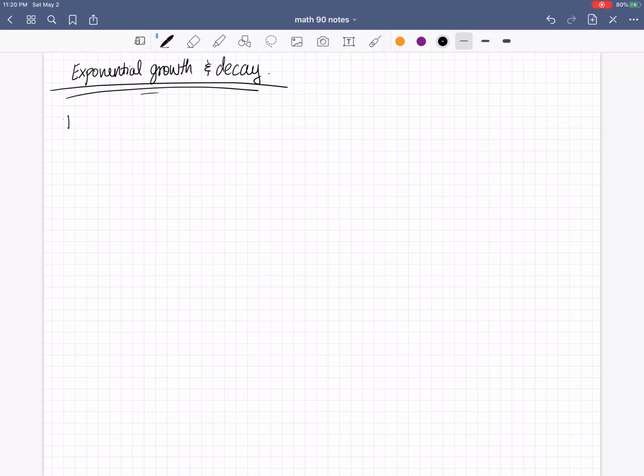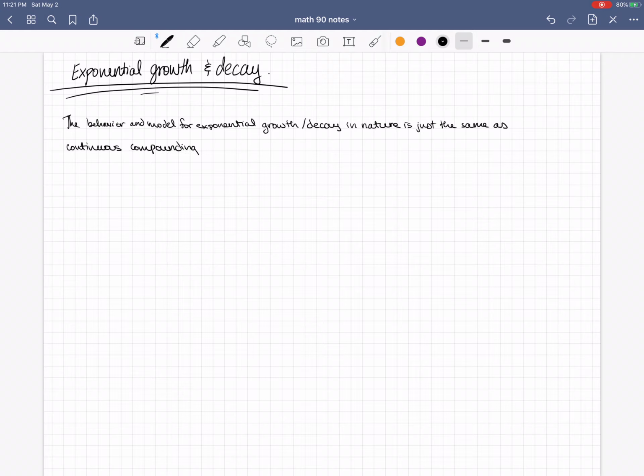So I'm actually going to write that. The behavior and the model for exponential growth and decay. And yes, I'm talking about decay too now. Growth and decay in nature is just the same as continuous compounding. There's a little bit more notation, or maybe I should say the notation is a little bit different. So I'm going to introduce it for you right now. So notation.